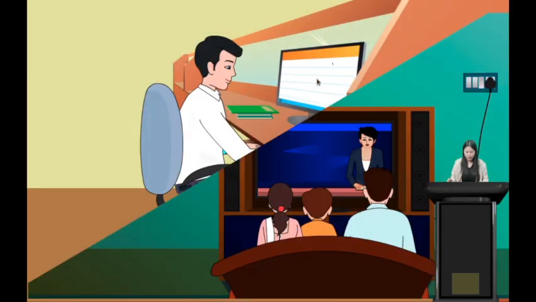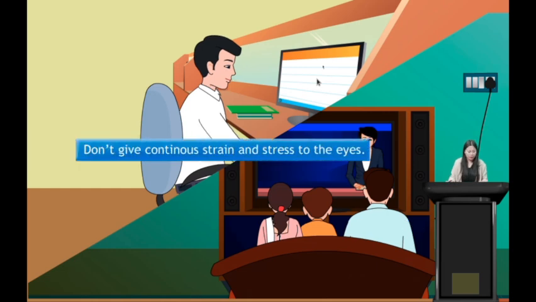The third point we have here is, we see that a person is using a computer, and the teachers are also watching the students, and the students are also watching the teacher teaching them. So the third point is, don't give continuous strain and stress to the eyes. Don't stare at the book or on the board continuously for a long time. Give a break to your eyes, take rest, blink. This is the third point.